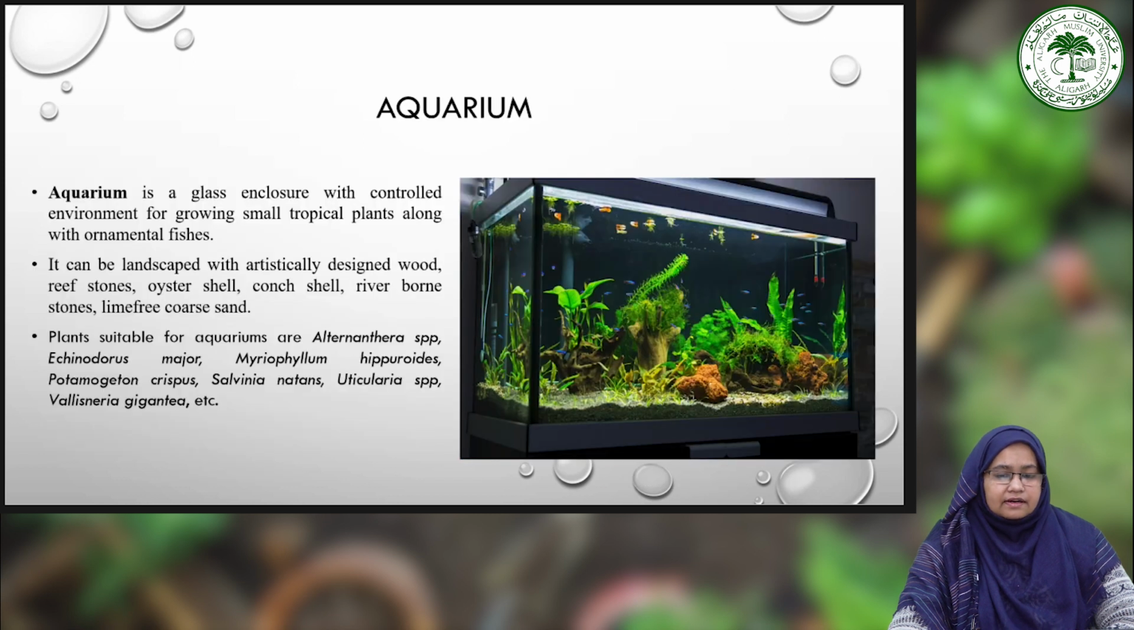Next, moving toward the miniature kind of water garden, which is the aquarium. An aquarium is a glass enclosure with a controlled environment for growing small tropical plants along with ornamental fishes. It can be landscaped with artistically designed wood, reef stone, oyster shell, conch shell, river stones, lime-free coarse sand, and so on.